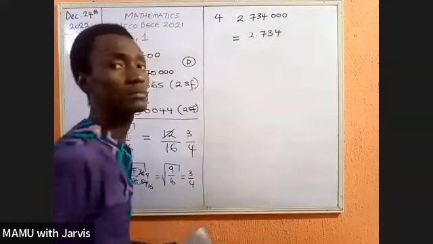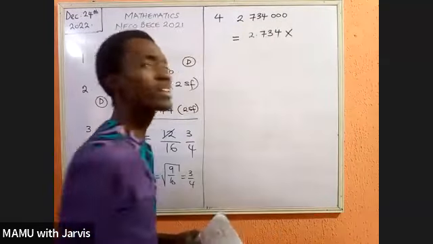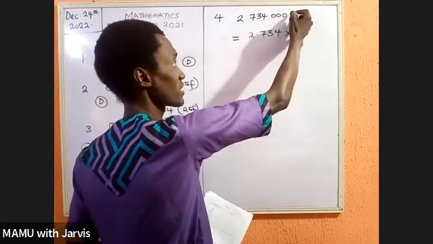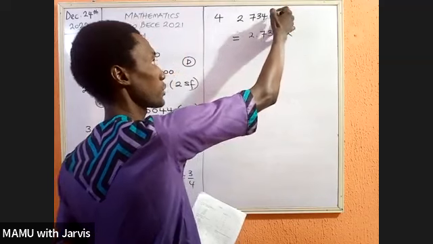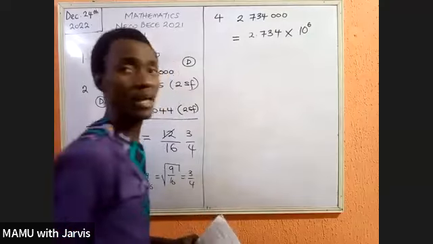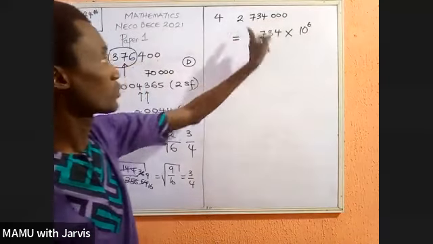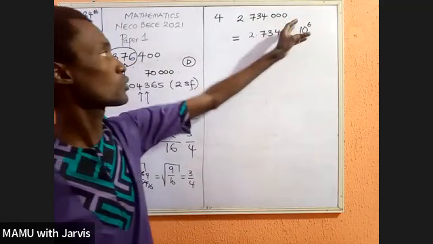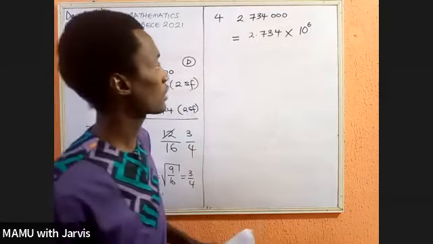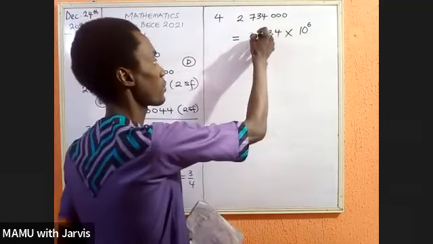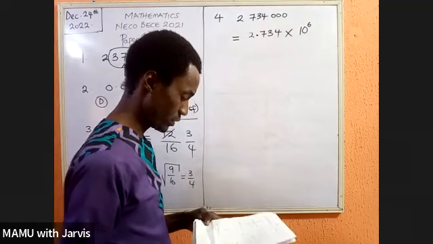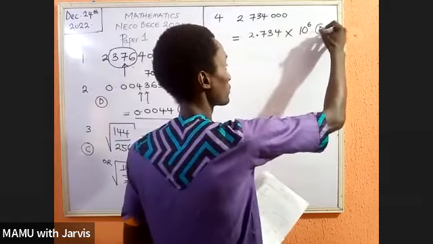2.734 times, what movements have I made to get this? This is a whole number. So for every whole number, the last digit is significant. So I move back 1, 2, 3, 4, 5, 6. So I've made 6 relevant steps to get this. So in converting this to standard form, it will be 2.734 times 10 raised to the power of what? 6. And that gives us our answer. So that answer will be D, if I've done the correct thing.